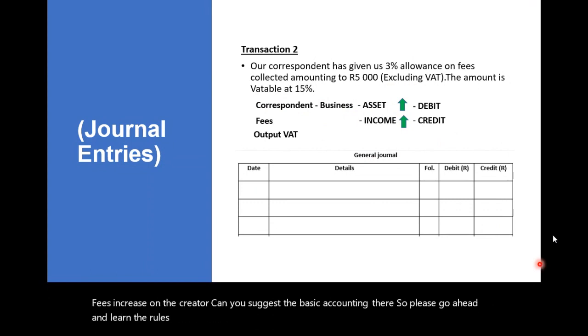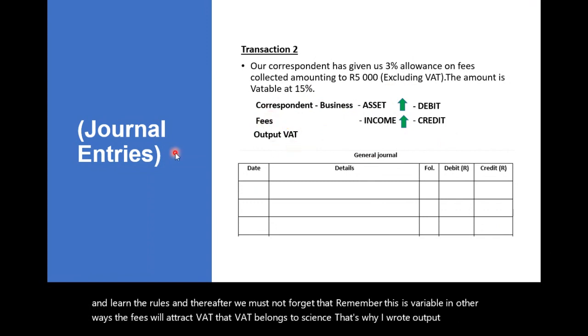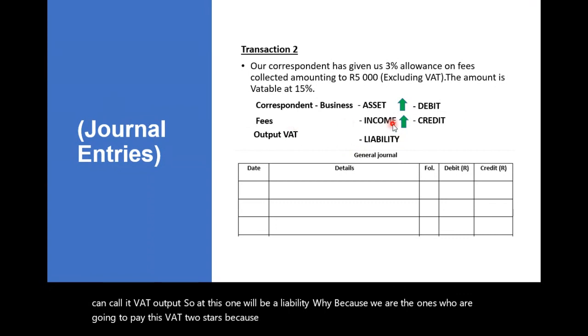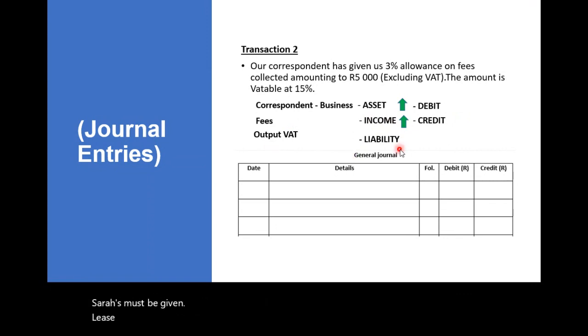And thereafter, we must not forget that, remember, this is VATable. In other words, the fees will attract VAT. That VAT belongs to SARS. That's why I wrote output VAT, or you can call it VAT output. So this one will be a liability. Why? Because we are the ones who are going to pay this VAT to SARS, because we received these fees, we received this income. So SARS must be given this output. That's why we say we owe SARS.